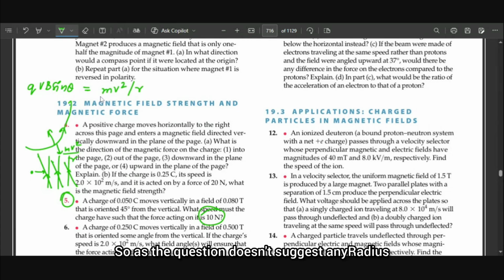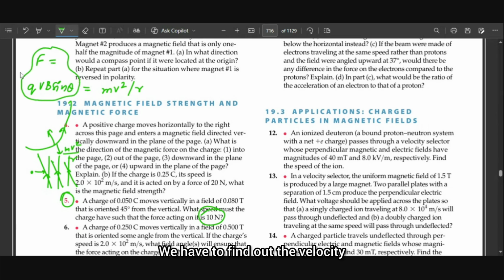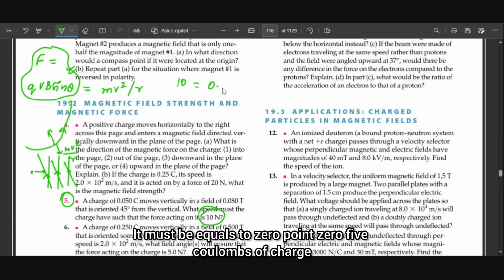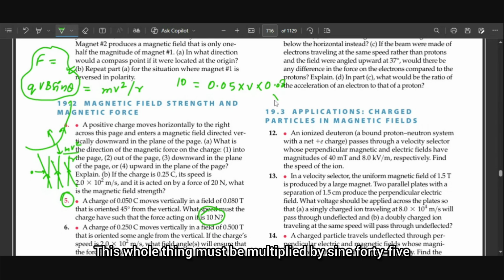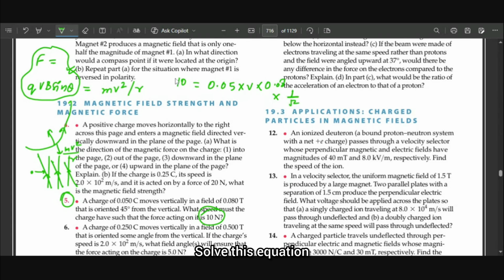As the question doesn't suggest any radius to the curve, we can also use that force is equal to qvB sine theta. Force is given to us, we have to find out the velocity, or you can say speed. We can use this formula. So force is 10 newton, it must be equal to 0.05 coulombs of charge. Velocity is something we have to find, magnetic field is given as 0.08. This whole thing must be multiplied by sine 45, which is 1 over root 2. Solve this equation and tell me what is the value of velocity, or you can say speed.